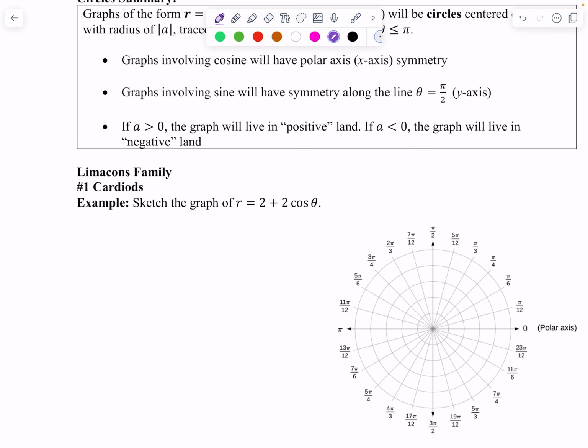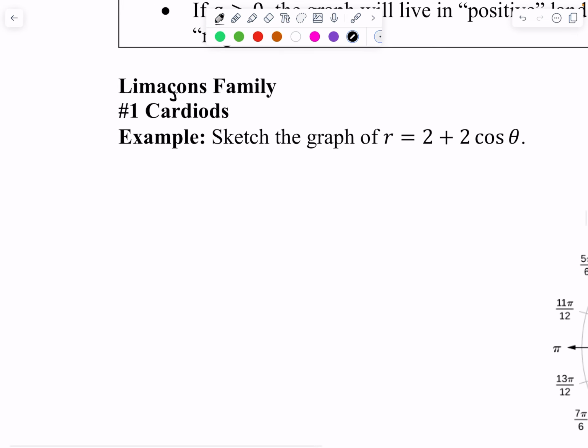Okay, so now we are entering the limacon family. And there's different types of limacons we're going to talk about. So cardioids, we already checked out a graph of a cardioid when we were converting to a rectangular form of the equation of a cardioid. It might have even been this one. But we're going to use the same strategy that we did for graphing the circles.